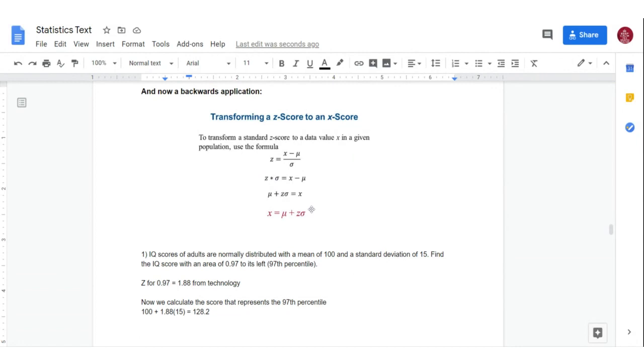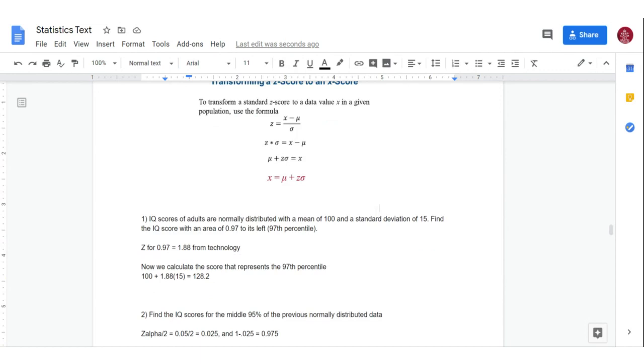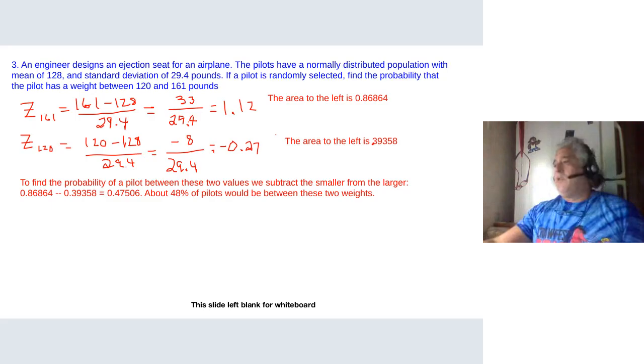This is what it looks like: mu plus z times the standard deviation is equal to x. And then they just turn it around. So now, when you see this thing being used, that's what it is. It's just the z-score backwards. So now, if we want to find the 97th percentile, like I said, I'm going to show you real quick, probably the last time I'll show you with the calculator. I'm just going to show you real briefly. Oops. I want to show the calculator.